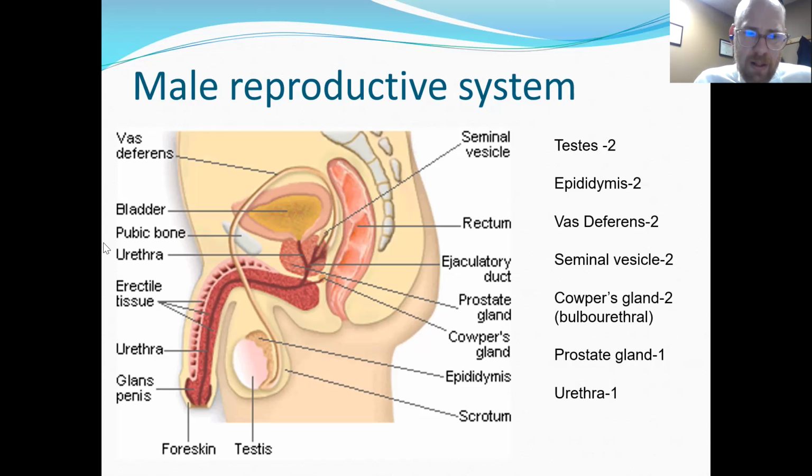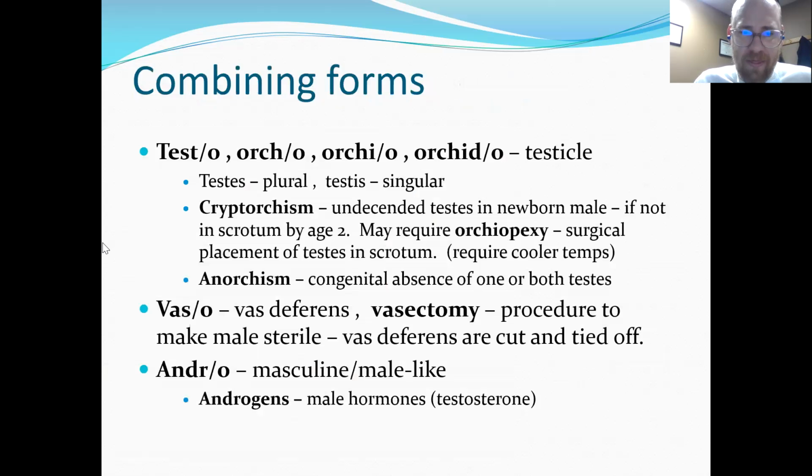Getting into a little more information on that, we'll talk about male fertility in a second. Combining forms for testicle are testo, orcho, orchio, or orchido. There are many different terms that we use to refer to testicles. Testes is plural, testis is singular. So cryptorchidism, and I'll draw a picture and explain this. This is a really fascinating diagnosis, a really fascinating clinical problem.